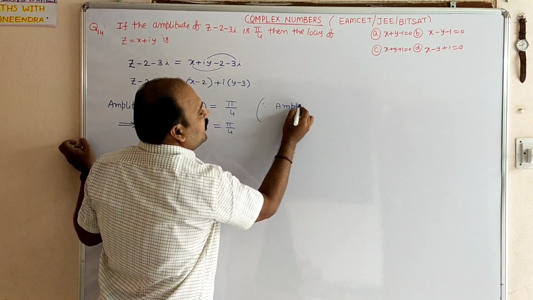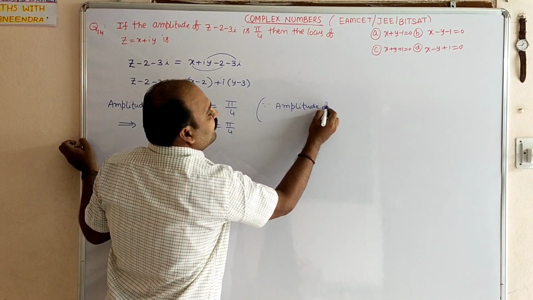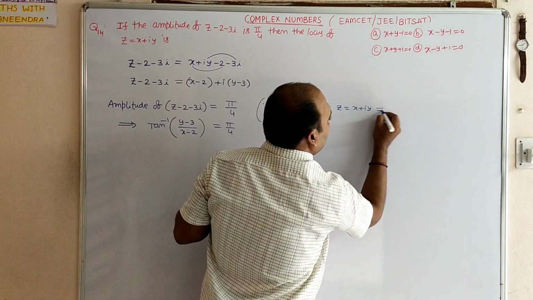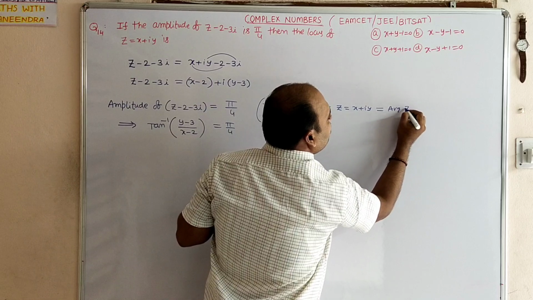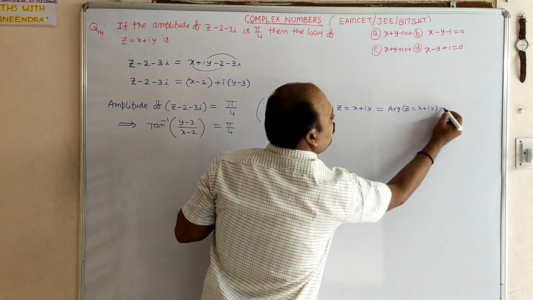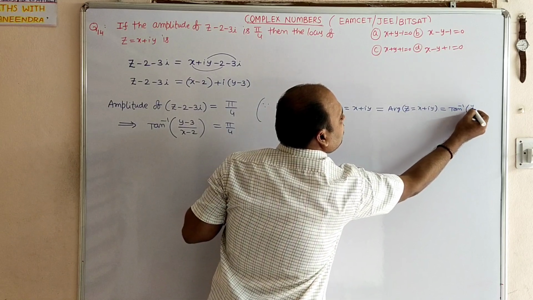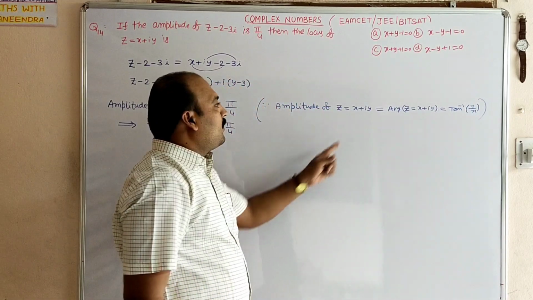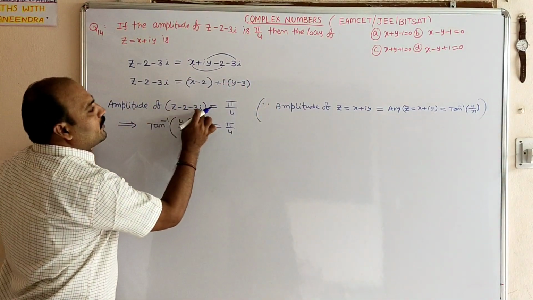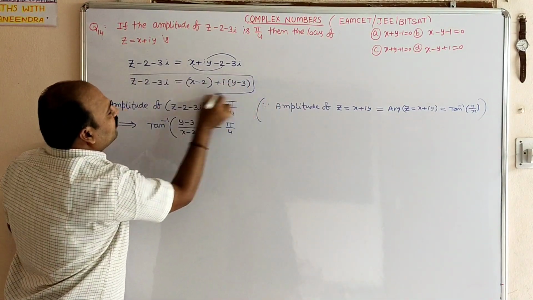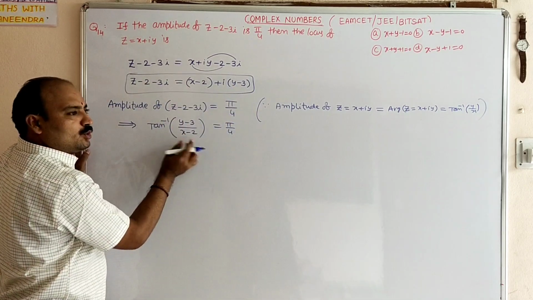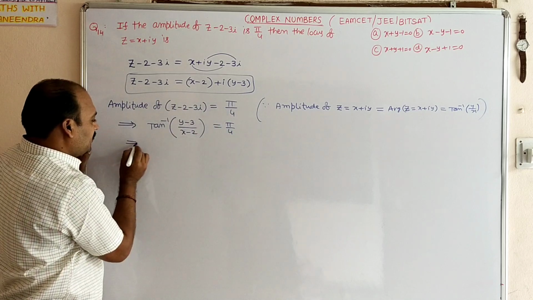Amplitude of z is equal to x plus iy, which is also the argument of z, that is equal to tan inverse of y by x. So in place of y and x, whatever values are there, you can substitute. In place of y, what value is there? Y minus 3. In place of x, x minus 2. So tan inverse we are taking this side.